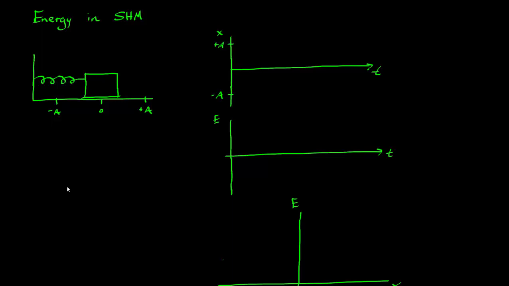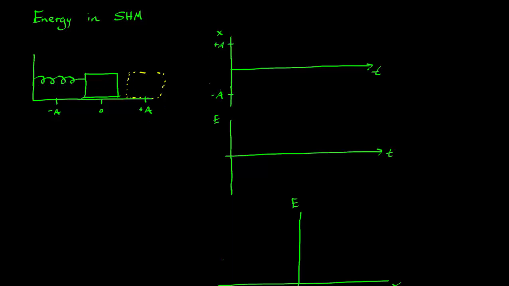But first, let's look at the mass on a spring. We're going to put this thing into simple harmonic motion by displacing it. Let's say we pull it out here, and then we let it go. So this thing's going to oscillate back and forth between positive A and negative A, where A is the amplitude.